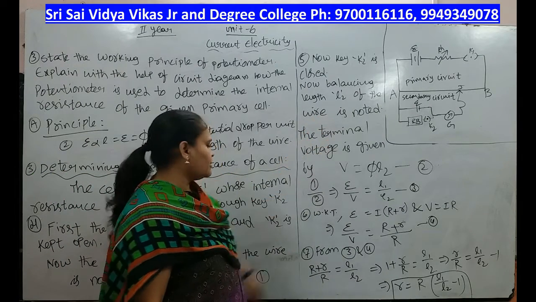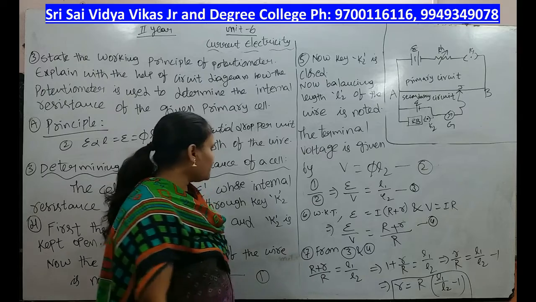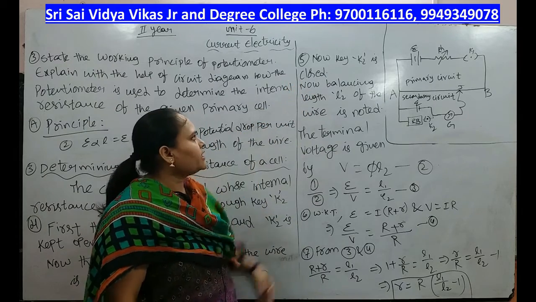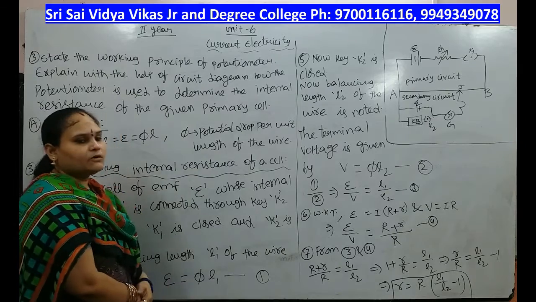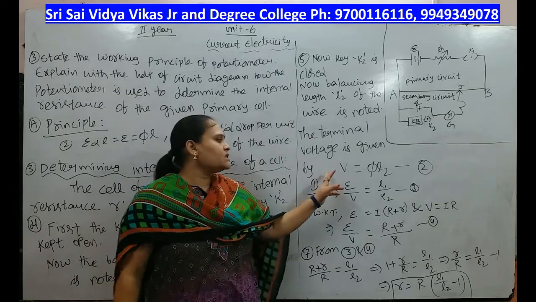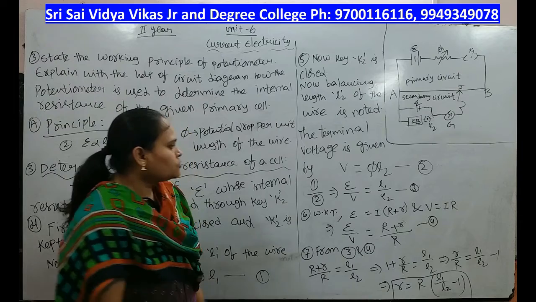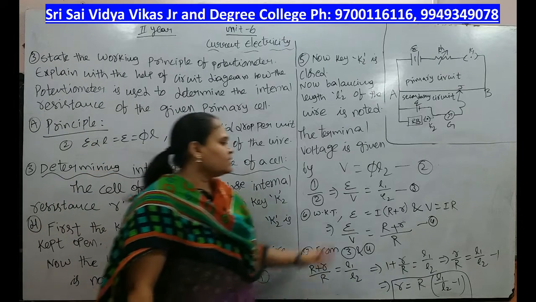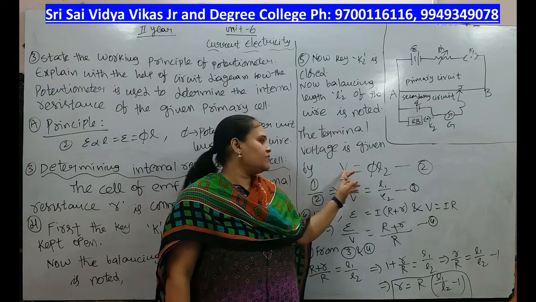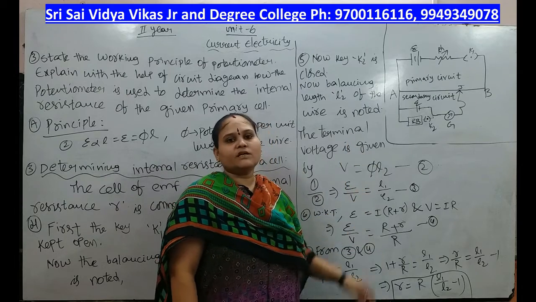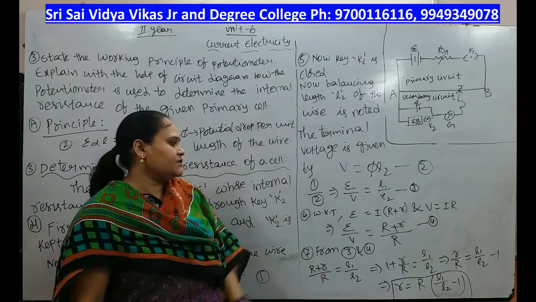K1 is closed and K2 is open, so epsilon equal to phi L1. Now K2 is closed. Now the balancing length L2 of the wire is noted. The terminal voltage is given by V equal to phi L2. So the second equation gives V, the voltage drop, equal to phi L2. Then from 1 and 2 we can write epsilon by V equal to L1 by L2. This is equation number 3.